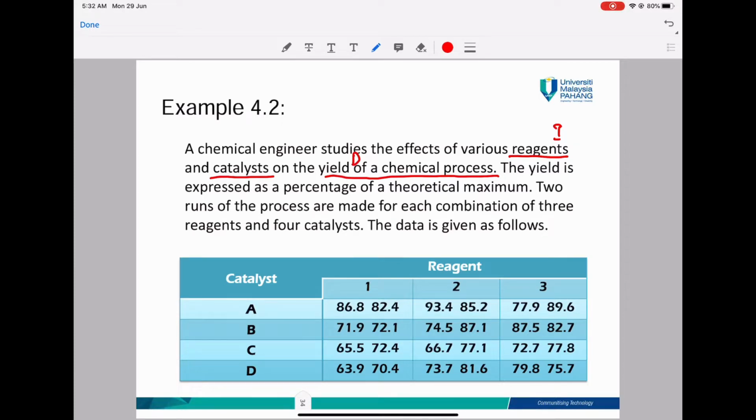Next, we look at the table below. In the table, the catalyst is at the row and the reagent is at the column. So that means catalyst is factor A, also known as the row factor, and the reagent is factor B, also known as the column factor.